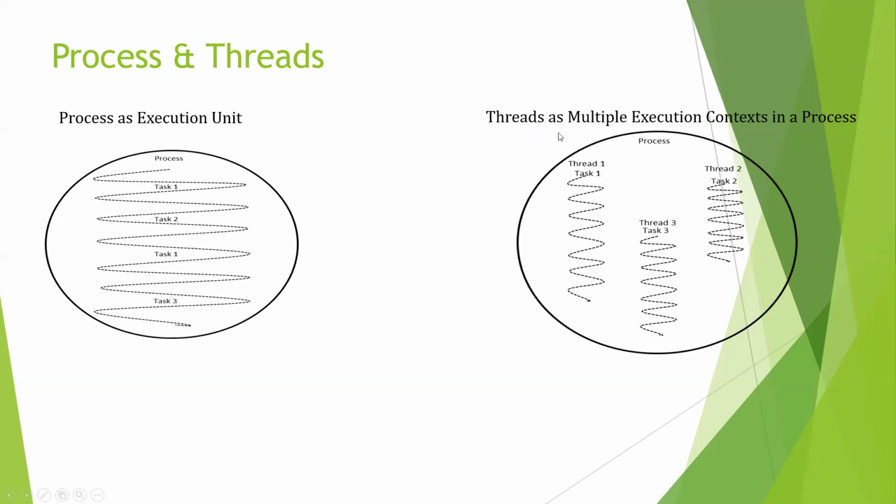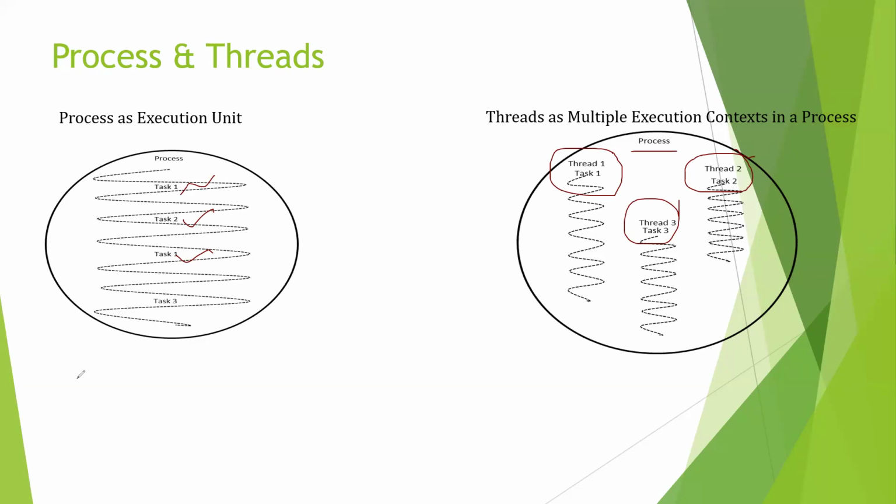And this is the thread as a multiple execution context. The process as an execution unit is nothing but a container for the tasks. The process is considered a container for your operations, and threads are inside this process. See here, inside this process, who is handling this task? Who is handling this task are your threads. Thread one will take care of one task, thread two will take care of another task, and thread three, right? So different workers will take care of the tasks. The same thing that we were talking about, right?